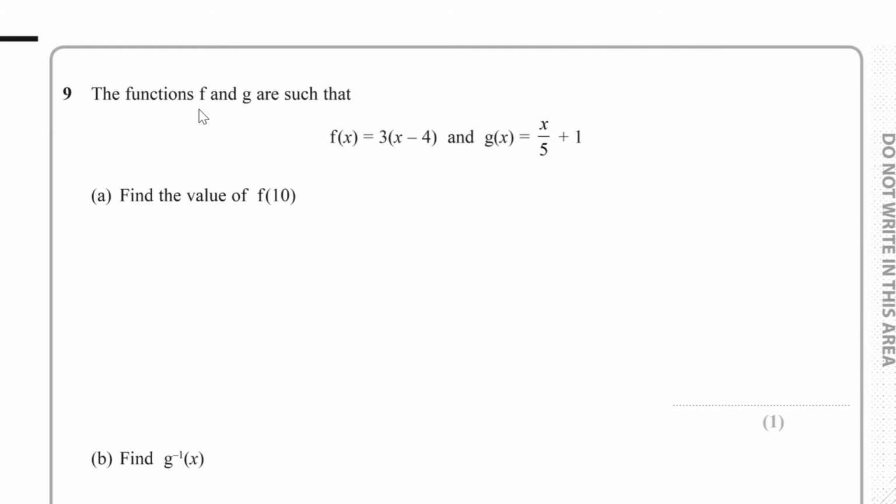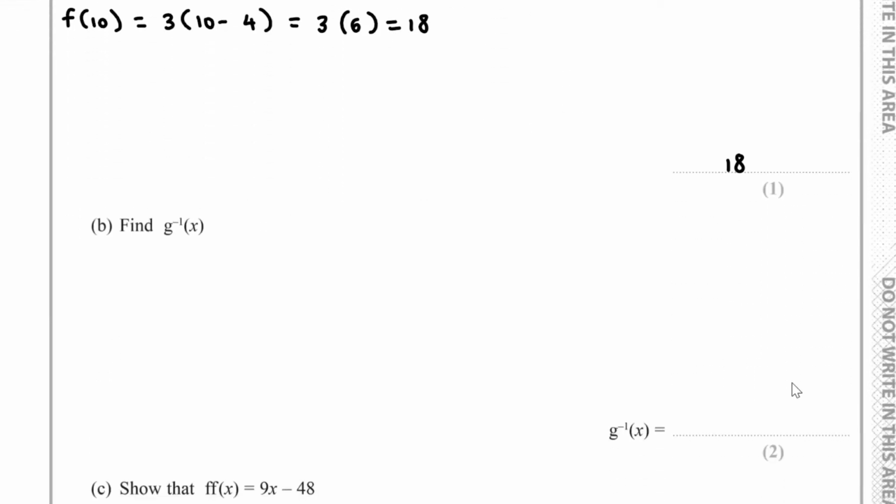Question number 9. The functions f and g are such that f of x is equal to 3 lots of x minus 4 and g of x is equal to x over 5 plus 1, and we have to find the value of f of 10 for part A. Well, f of 10, that's equal to 3 lots of 10 minus 4, so we've got here 3 lots of 6, which is 18. So f of 10 is equal to 18.